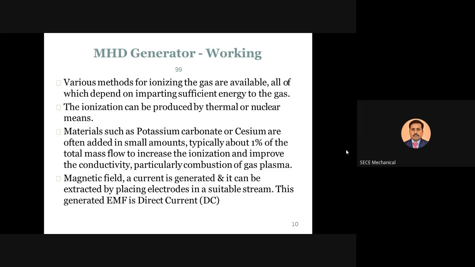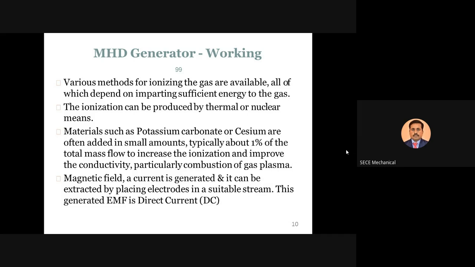The gases are produced in the combustion chamber. After that, we add the seed material, which will create the ionized gas, to increase the ionization and improve the conductivity. That is the plasma gas we can produce. Based upon the magnetic field, a current is generated. It can be extracted by placing electrodes in a suitable strip. This generates an EMF. By this method we can produce only direct current, because according to Faraday's law we can produce only DC current.